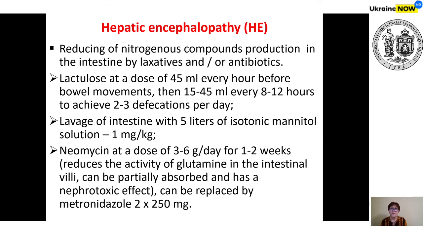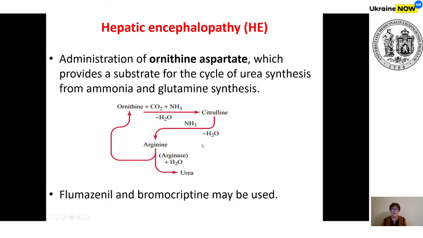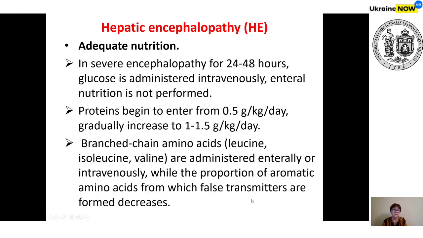Treatment options of hepatic encephalopathy include reducing of nitrogenous components production in the intestine by using laxatives and antibiotics. Also, you can use lavage of intestine. Ornithine aspartate is also used for treatment of hepatic encephalopathy. It provides a substrate for the cycle of urea synthesis from ammonia and glutamine synthesis. And other options are flumazenil and bromocriptine.